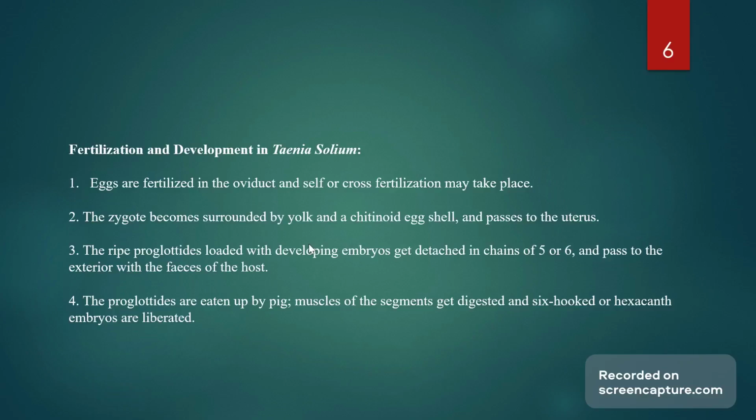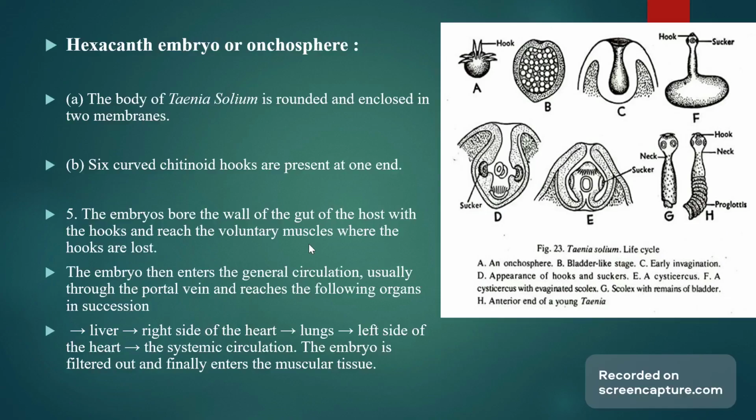The proglottids are eaten by the pig. Muscles of the segments get digested and six-hooked or hexacanth embryos are liberated. Hexacanth embryo or oncosphere. The body is rounded and enclosed in two membranes. Six curved chitinoid hooks are present at one end. The embryos bore the wall of the gut of the host with the hooks and reach the voluntary muscles where the hooks are lost.